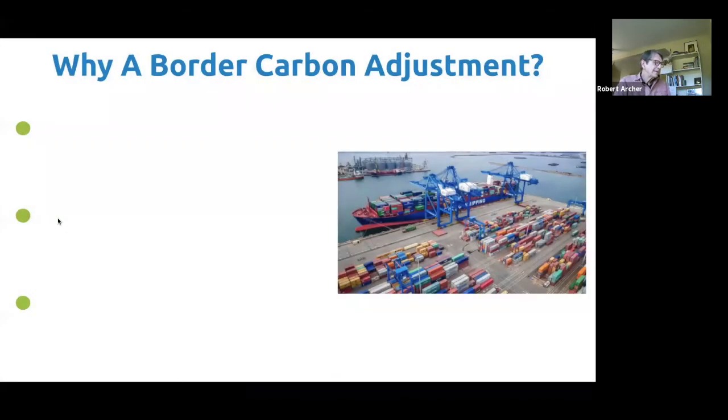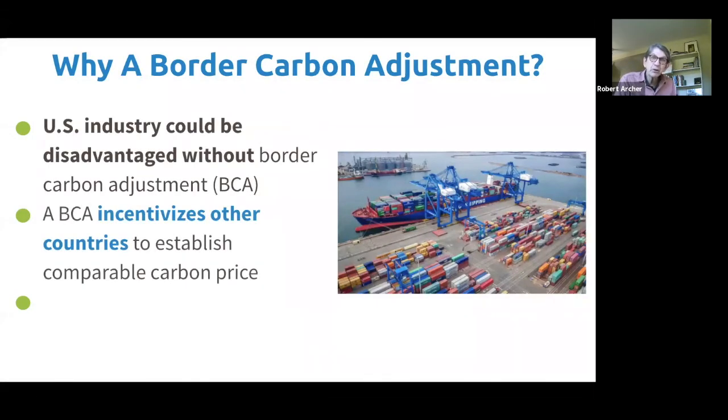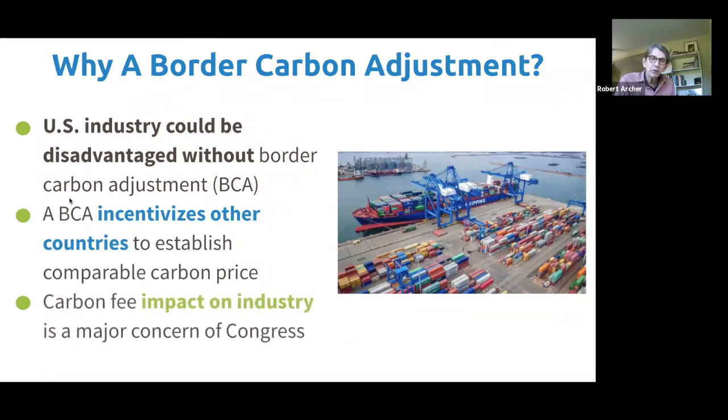So why do you need this? As previously mentioned, the household dividend addresses the fairness issues for households, and the border carbon adjustment addresses the fairness issue for industry. It's critical to avoid adverse industry impacts that could come from countries without a carbon fee. So CCL's talking point is it removes any incentive for US industries to move to countries without a comparable carbon price. It avoids exporting pollution, or in economic terms, it avoids leakage.